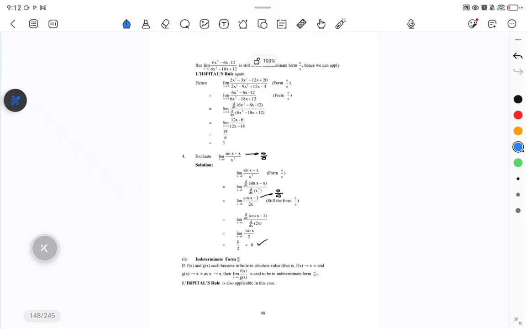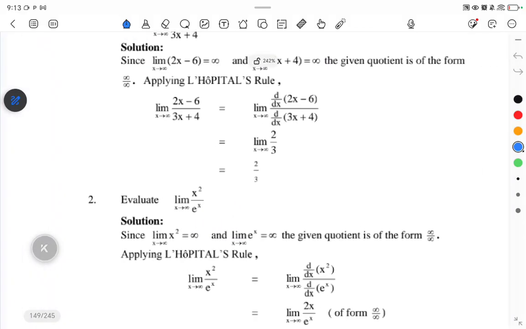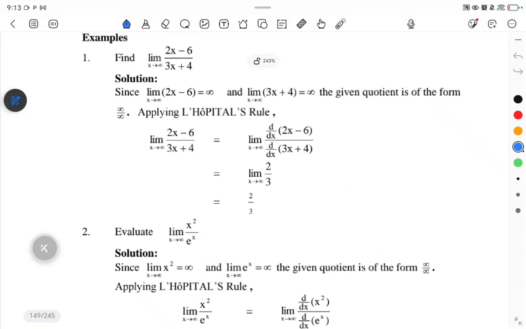Now we're here at infinity over infinity. If I plug in, on the numerator I get infinity, on the denominator I get infinity. This is an indeterminate form. It means that I must derive the numerator and denominator individually. Derive this, I get 2 over 3, then that is 2 over 3, the solution.